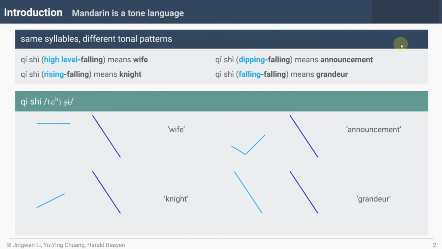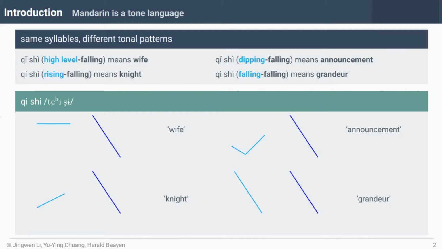We all know that Mandarin is a tone language. Well, what does it mean to be a tone language? It means that the same consonant-vowel combinations can express different meanings when given different tones. For example, if you take the two syllables qi shi and keep the following tone for the second syllable, by changing just the tone of the first syllable, you get at least 4 different meanings.